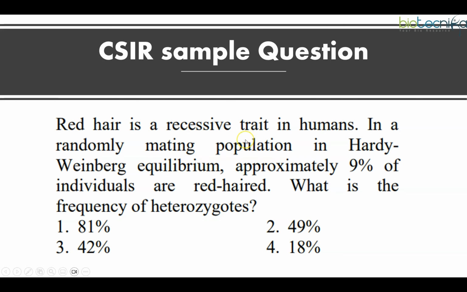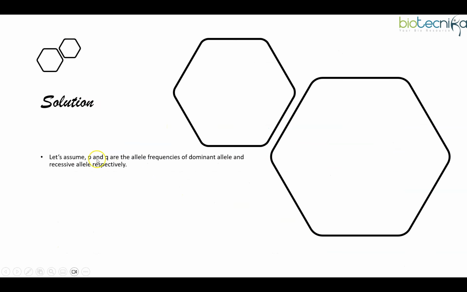So here is another sample, from a very important concept: Hardy-Weinberg equilibrium. Red hair is a recessive trait in humans, and in a randomly mating population in Hardy-Weinberg equilibrium, approximately 9% of individuals are red-haired. What is the frequency of the heterozygotes? Here the answer will be option 3, that is 42%. Let's look at the solution.